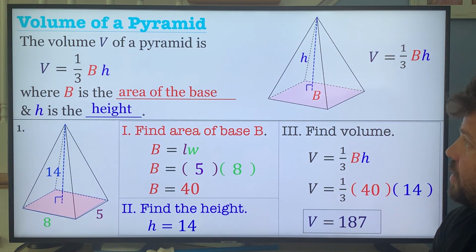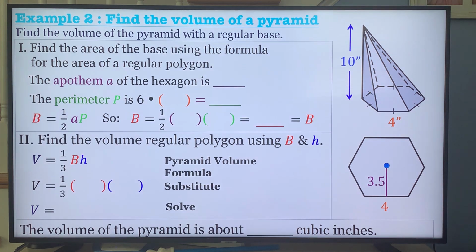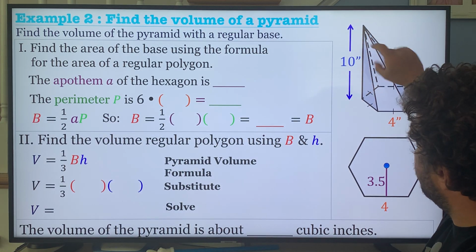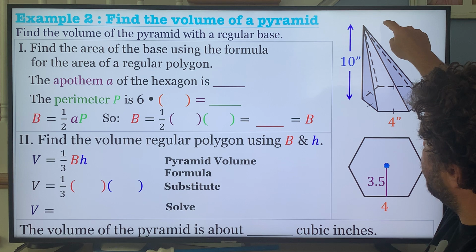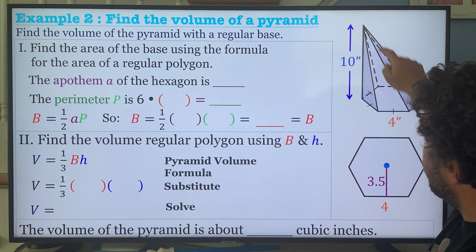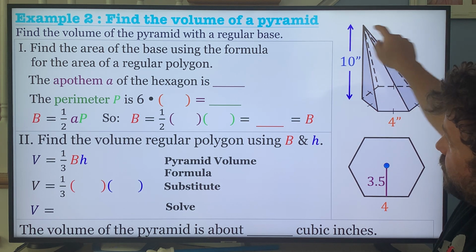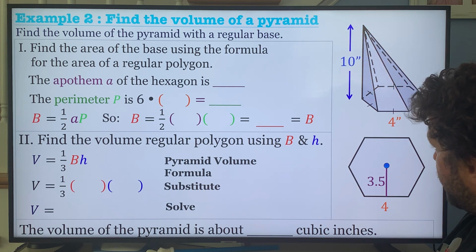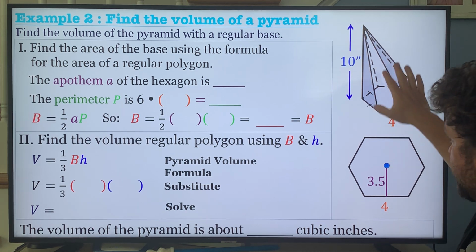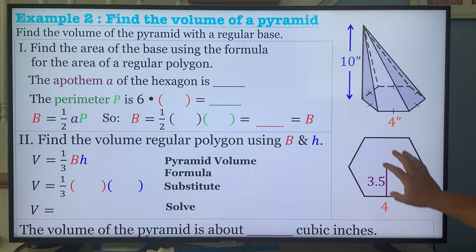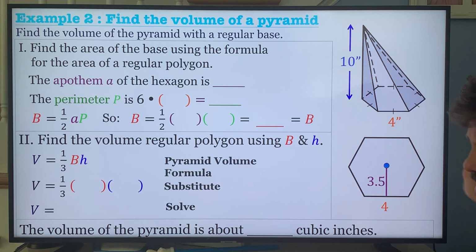Ready to do some more problems? Now you're going to do this one. Just so you know, the apex of the pyramid does not have to be over the dead center. As we did before, you can put it wherever you want. It doesn't matter. Let's give you some hints right here. This is the base blown up. I didn't want to put it in here because it got a little confusing, so I put the base out here.